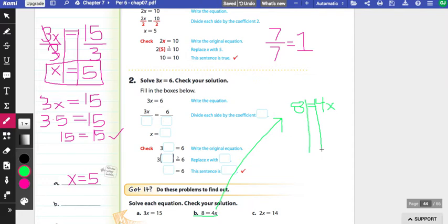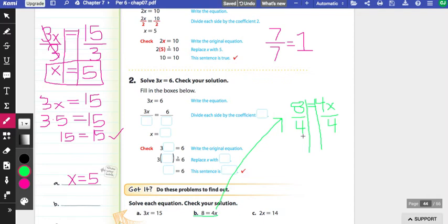Now I see that this is a multiplication equation, so to undo multiplication, I'm going to divide. And what is connected, or right next to my variable, is the 4. So that's how I know that I need to divide each side by 4, because I am trying to get my x to be all by itself.